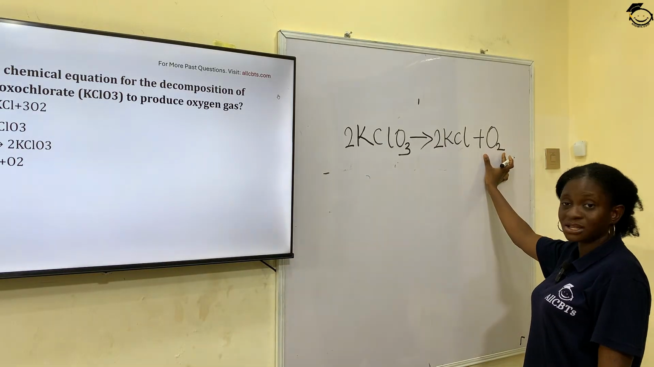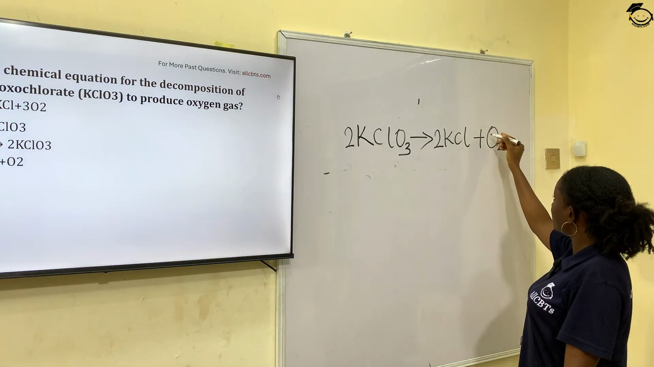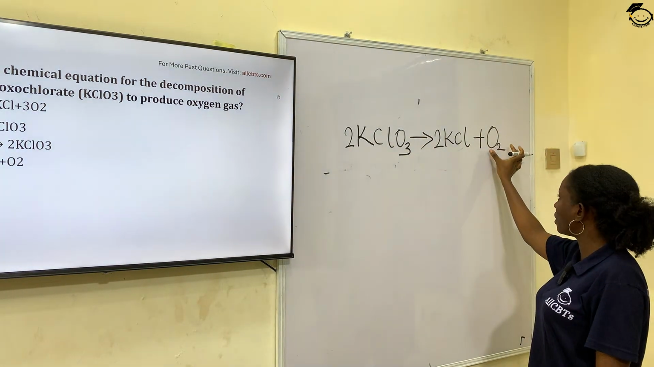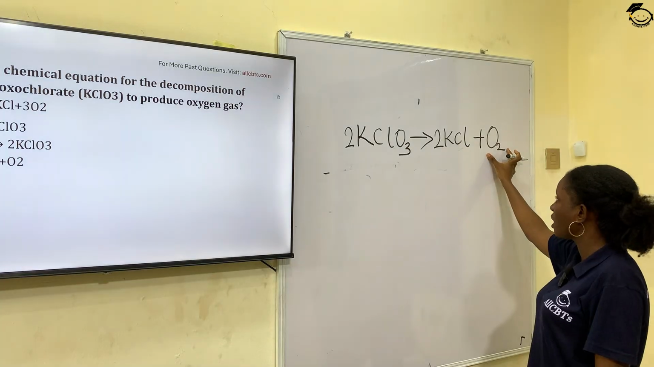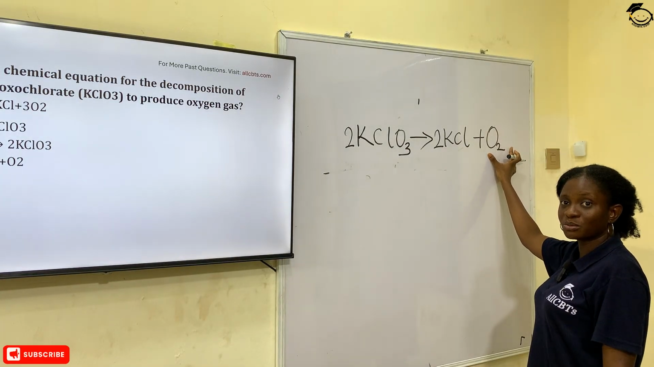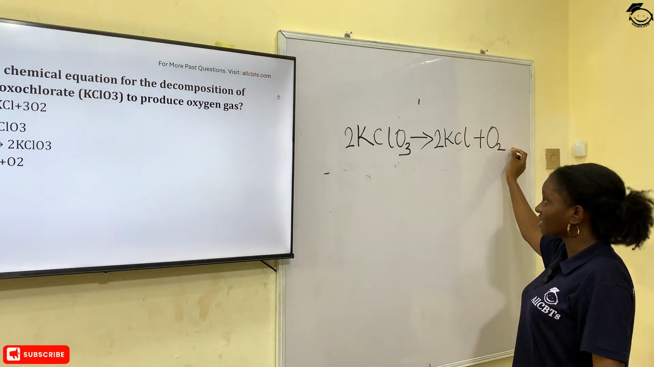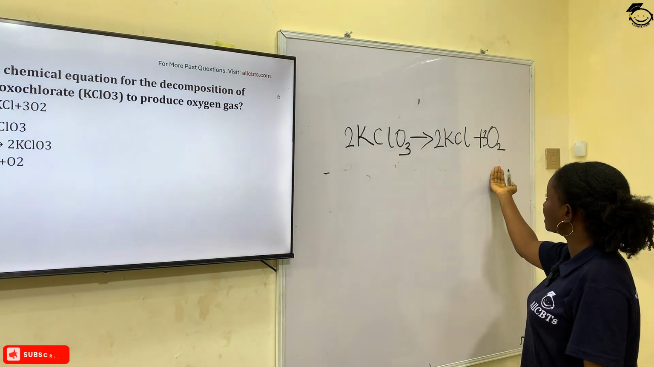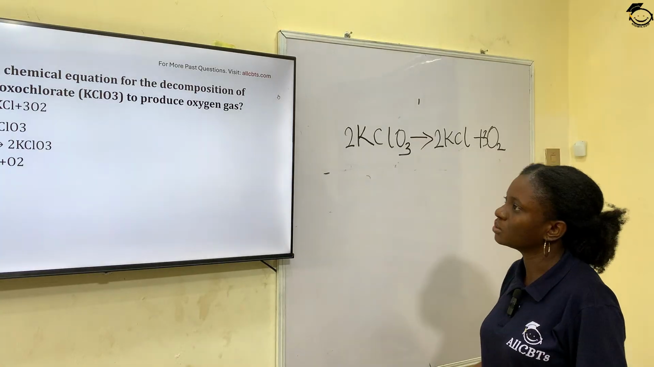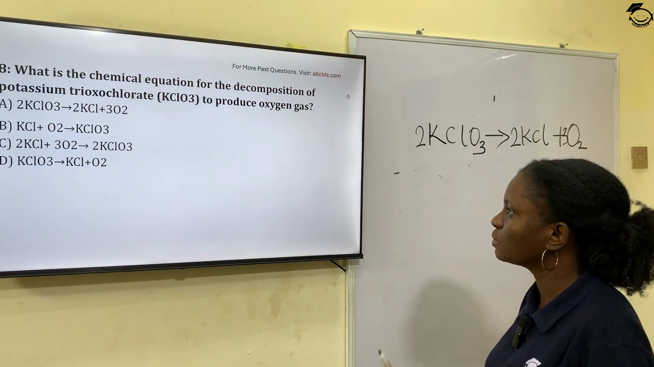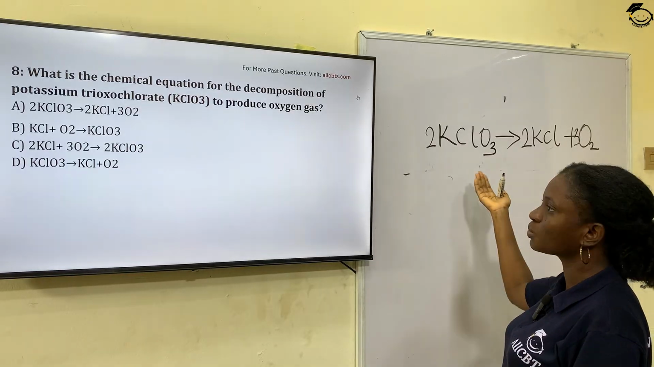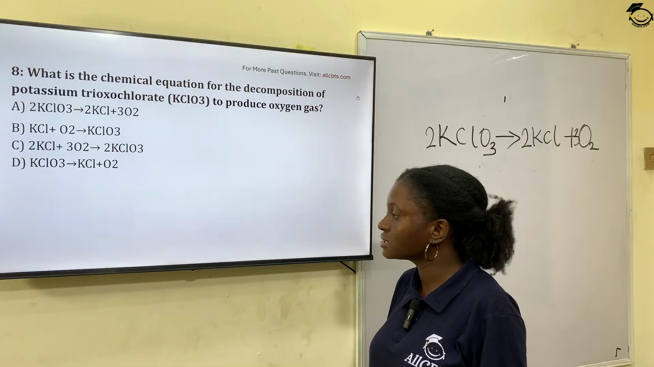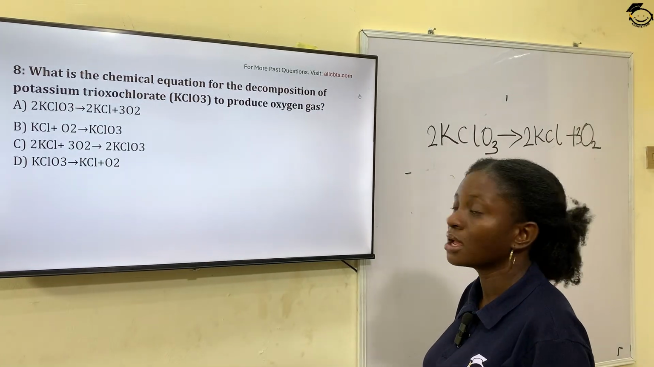So to make this oxygen balanced, since we have 6 and 2 atoms of oxygen here, what can make it equal to 6? That's 3, by adding 3. That will be 3 times 2, 6. So if you look at this equation, it is balanced. So let's take a look at our options. Which of our options is equivalent to what we have on the board? That's option A. Option A is the correct answer.